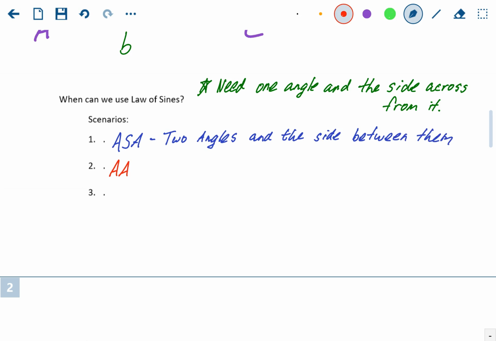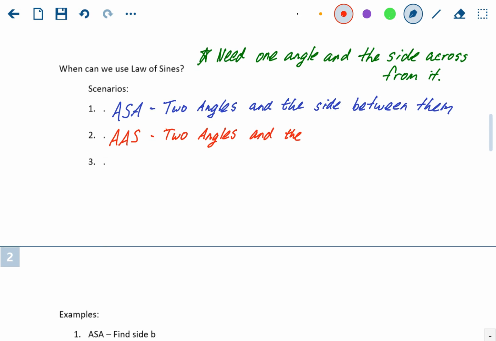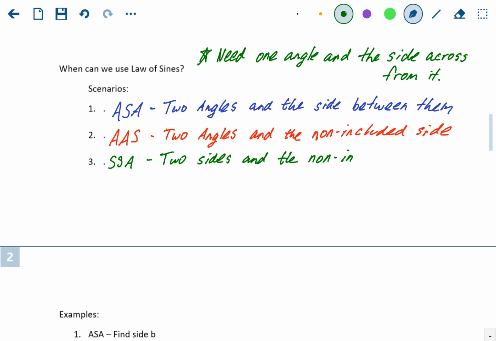Scenario two is angle angle side. So you know two angles and the non-included side. So you know two angles, but you don't know the side between them. Okay. That's what non-included means, and that's going to come up again in this next one. And the last scenario is side side angle, which means you know two sides and the non-included angle. So you know two sides and the angle that's not between those two sides.